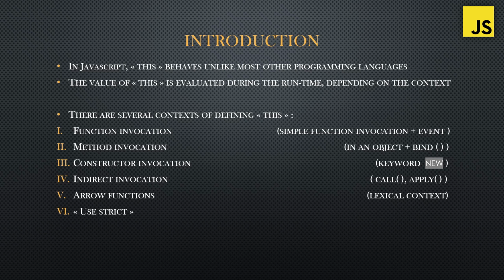I have identified several contexts of defining this. First, we have the function invocation and then the method invocation. A function in an object is called a method. Then a constructor invocation with the keyword new. Fourth, an indirect invocation with built-in functions such as call or apply. Then arrow functions and then the special case of use strict.